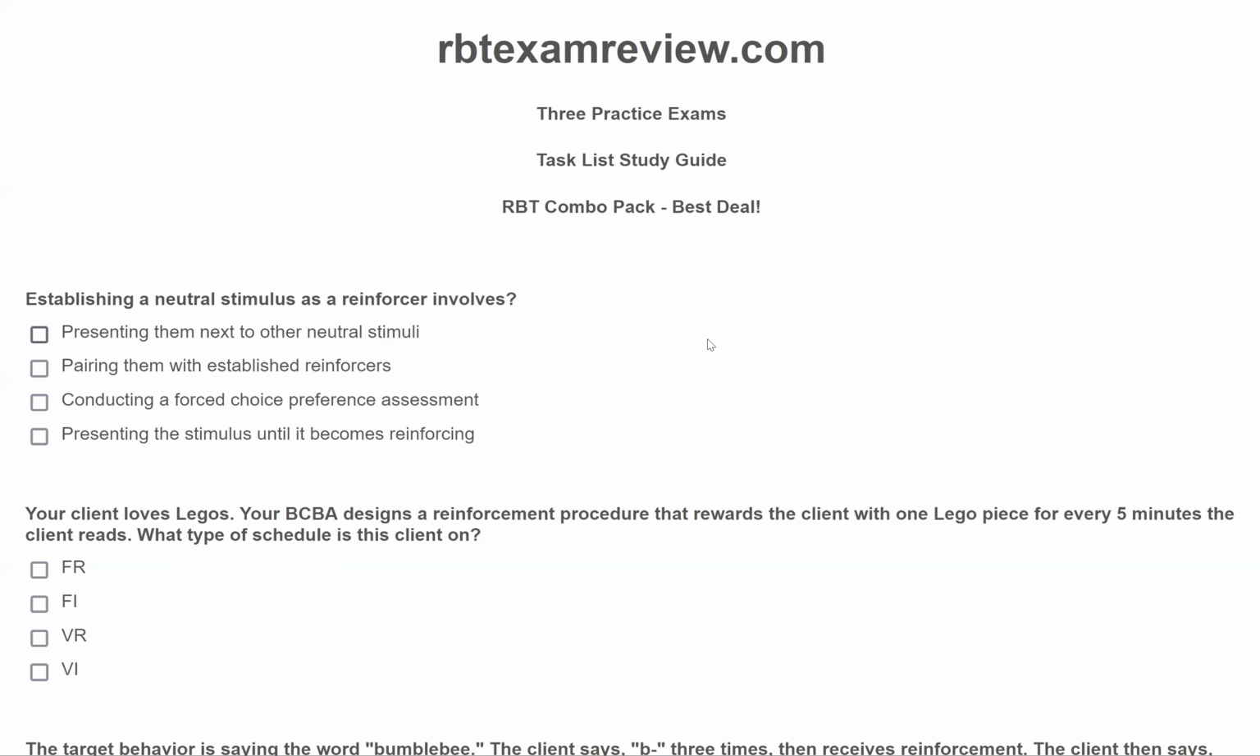In other words, brute forcing it. If you don't like broccoli, me presenting it over and over again isn't going to suddenly make it reinforcing. Now, we might get lucky, and out of the blue, all of a sudden, broccoli is a reinforcer. Odds are, though, it's going to become more aversive than anything rather than become a reinforcer. That's not going to be the best strategy. The proven strategy is taking this neutral stimulus, pairing it together with an already established reinforcer.